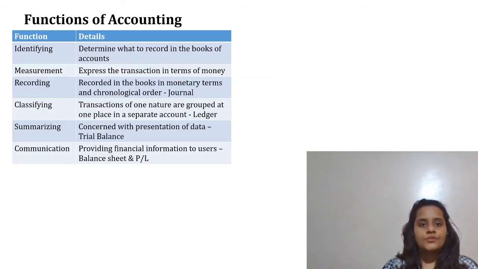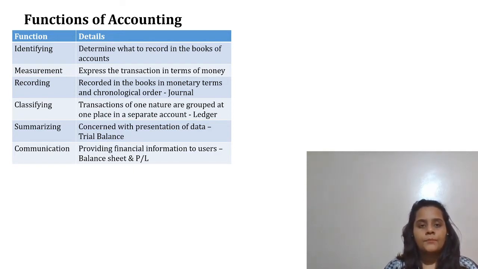Next, the functions of accounting. It is a step-by-step process. First of all, in our first video, we had studied that all transactions are recorded in the books of accounts, whereas all events may or may not be recorded, such as the death of a key personnel is not recorded in the books of accounts. So, the first step of accounting is to identify what we will record in the books of accounts.